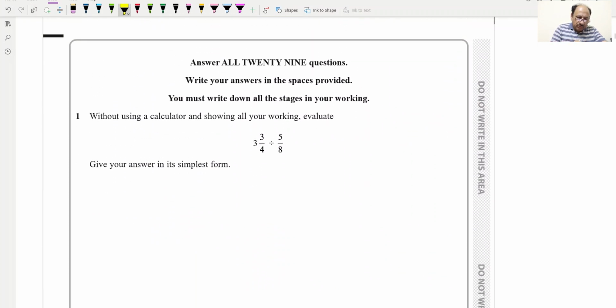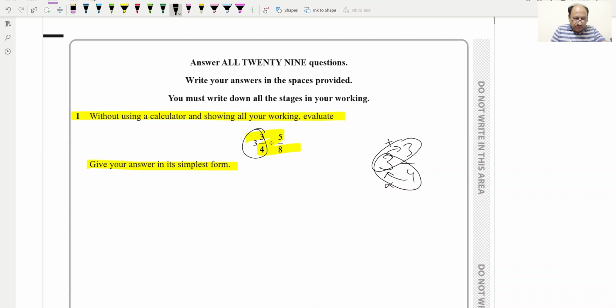Without using a calculator and showing all your working, evaluate this. Give your answer in its simplest form. So we'll convert this mixed number, 3 whole 3 by 4: we multiply this with this and then add. 3 fours are 12, 12 plus 3 is 15, so it will be 15 over 4. Now this division sign we can change to multiplication, and we write the reciprocal of this one.